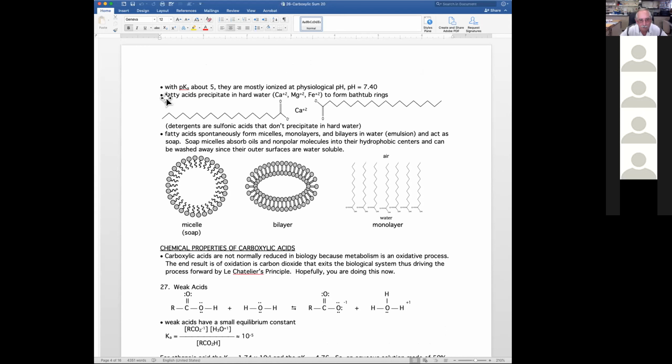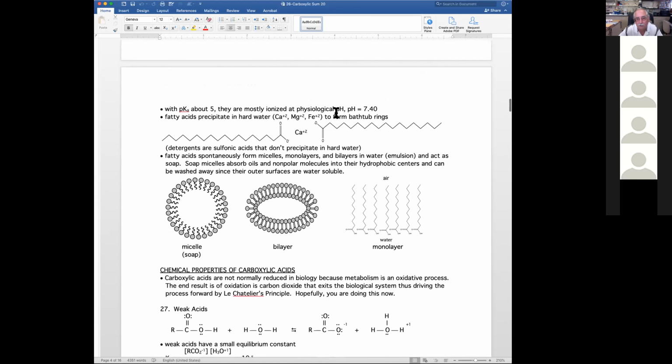And then fatty acids tend to precipitate in hard water. So hard water contains a lot of calcium, magnesium, iron, in other words, divalent cations, and they will precipitate soaps that are basically sodium and potassium carboxylates, like this, okay? So here is an ionic bond, right? It forms a precipitate. That's what bathtub rings are.